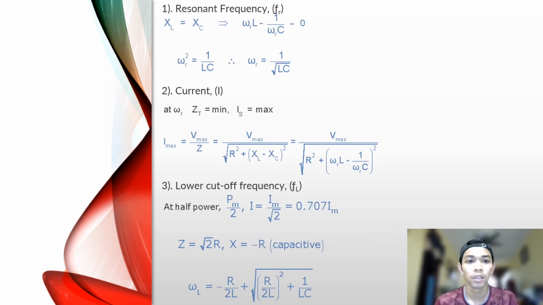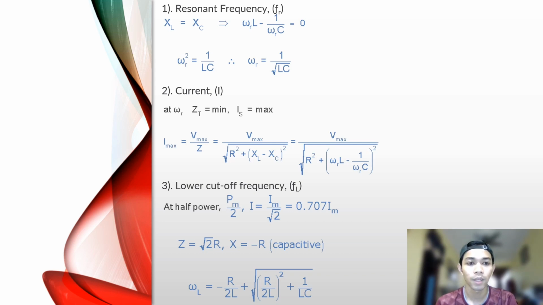First, resonance frequency fr. For fr, the formula is XL equals XC. So omega r L minus 1 over omega r C equals 0. Omega squared equals 1 over LC, and omega r equals 1 over square root of LC.